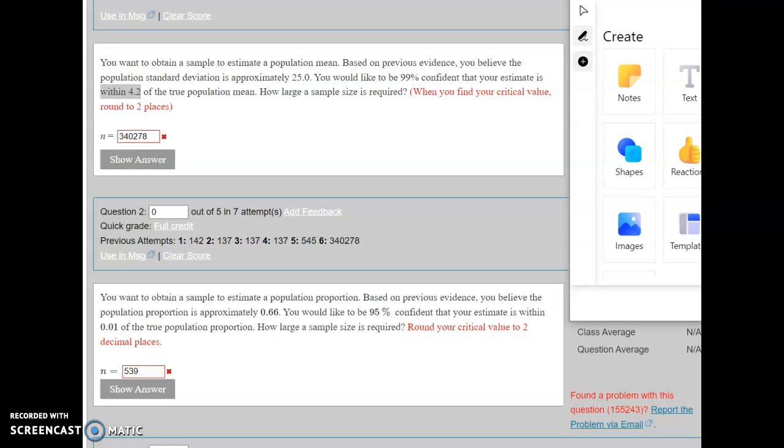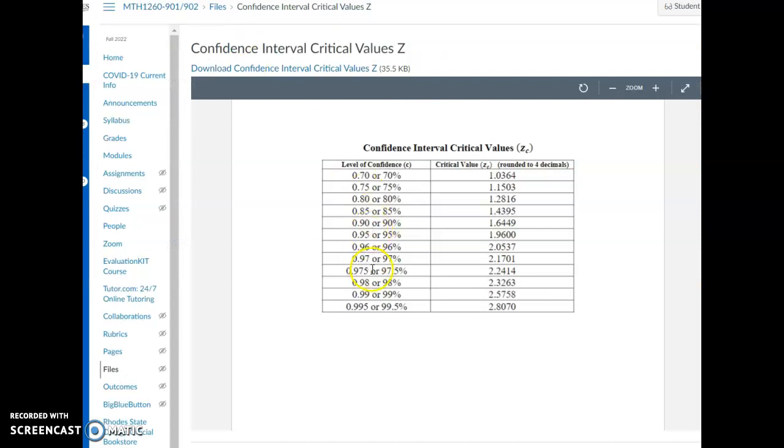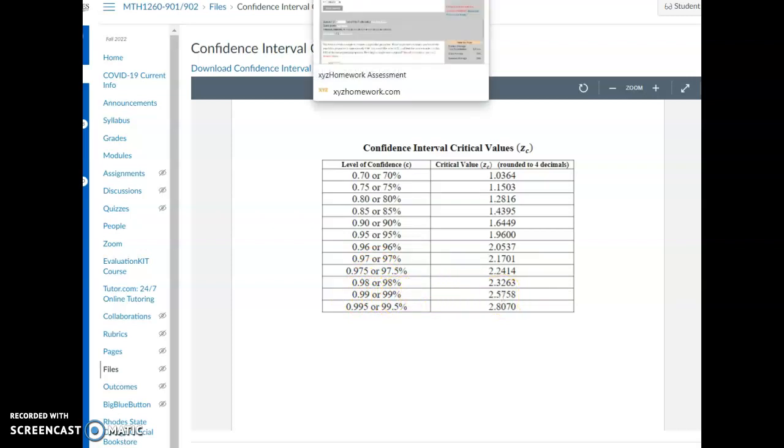In the numerator, I need to figure out my Z. So the Z comes from the table. You just take your confidence level, you hop over here. It was 99%, I believe. I'll double check that, but here's my 99%. So I'm going to be using 2.5758.